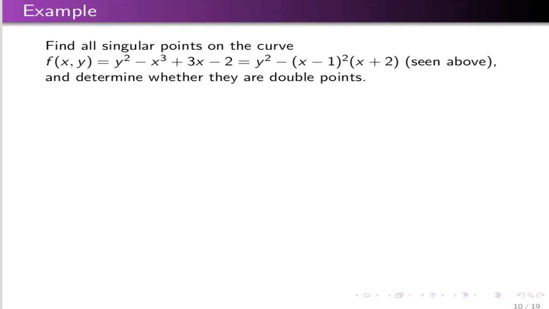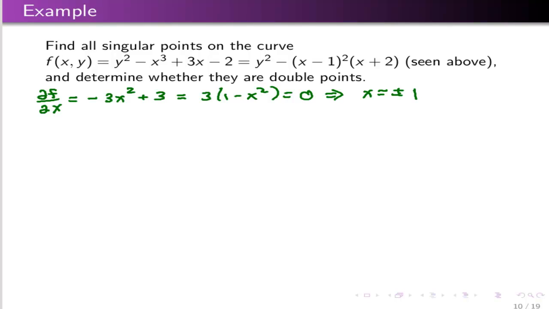Okay, let's go back to the first example we looked at and find the singularities on it. So we had the curve y squared minus x cubed plus 3x minus 2, which had this type of factorization. So we first calculate the partial derivatives. Partial f partial x is negative 3x squared plus 3, which is 3 times (1 minus x squared). Set that equal to 0, and we would have x is plus or minus 1.